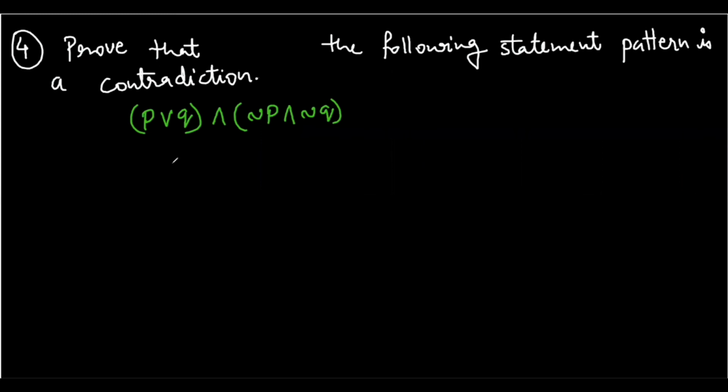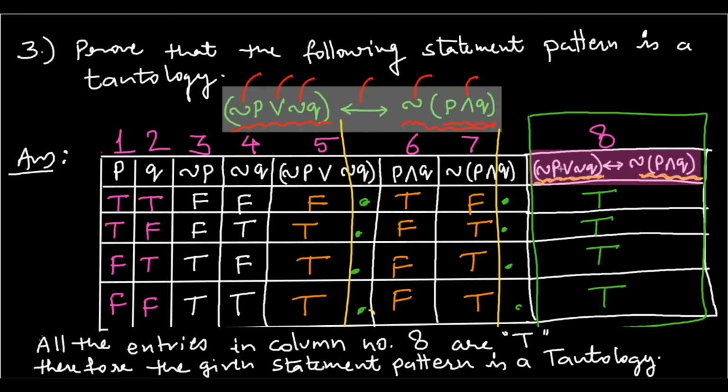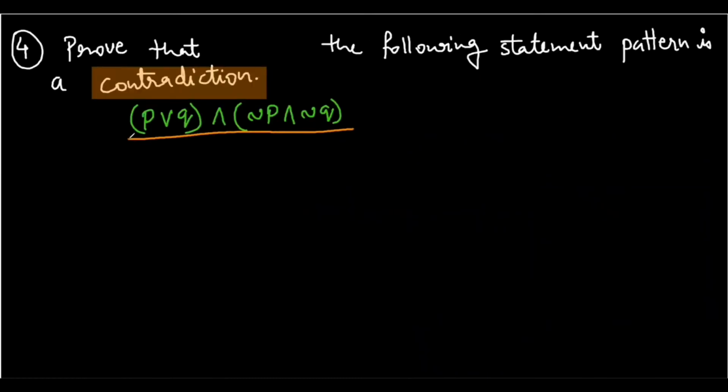Okay, let's solve a problem where we have to prove that the following statement pattern is a contradiction. So we just solved a problem where we proved that the given statement pattern was a tautology. And students, what we noticed is that in the truth table column where we had the statement pattern, all the entries were true. And since all the entries were true there, we said that the given statement pattern is a tautology. In this question, we have to prove that the given statement pattern is a contradiction.